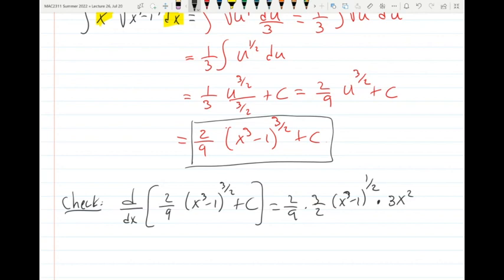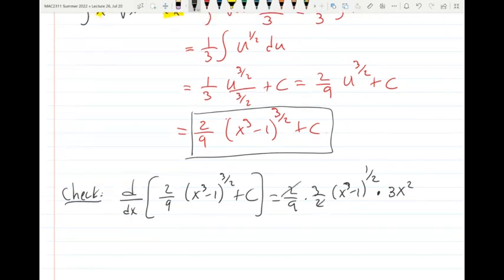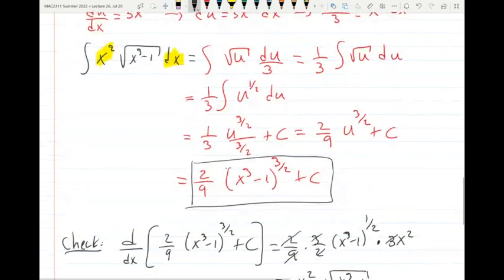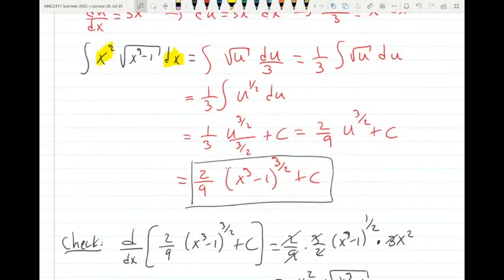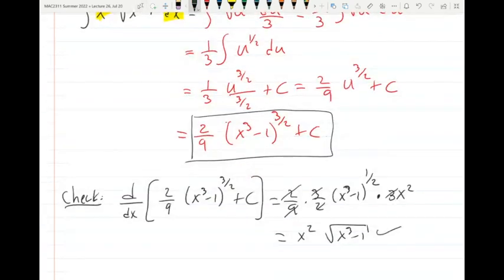Many of you were forgetting the chain rule in the exam. I started grading the exam, and many of you are getting questions wrong because you didn't use chain rule. Okay? All right. So simplify. So the 2 cancels with the 2. 3 times 3 is a 9, cancels with this 9. What do we end up with? x squared times square root of x cubed minus 1. Exactly the original one. Okay?